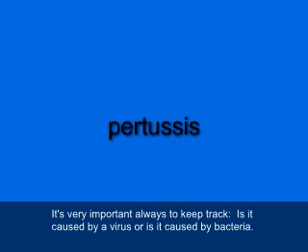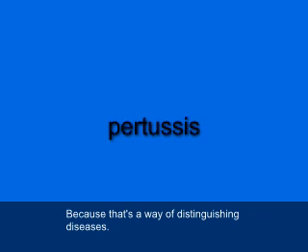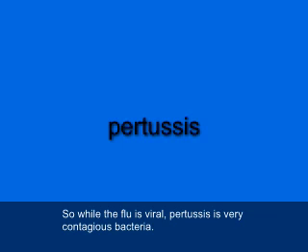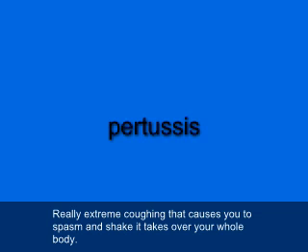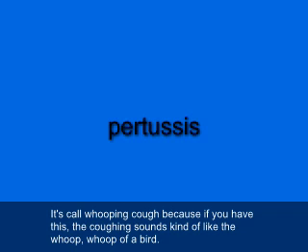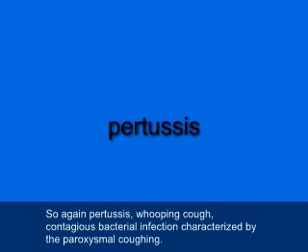Okay? It's very important always to keep track of, is it caused by a virus or is it caused by a bacteria, because that's a way of distinguishing diseases. So while the flu is viral, pertussis is very contagious, bacterial. And it is characterized by recurrent bouts of paroxysmal coughing, really extreme coughing that causes you to spasm and shake. It takes over your whole body. And it's called whooping cough because if you have this, the coughing sounds kind of like the whoop, whoop of a bird. Okay? So again, pertussis, whooping cough, contagious bacterial infection characterized by the paroxysmal coughing.